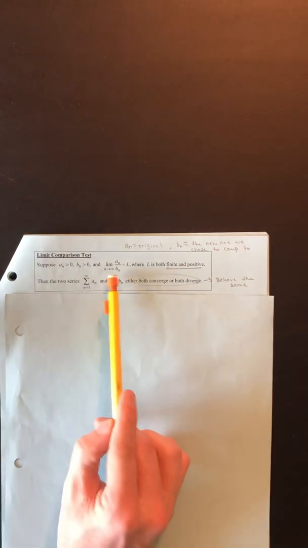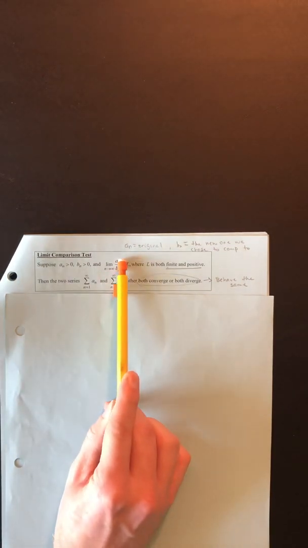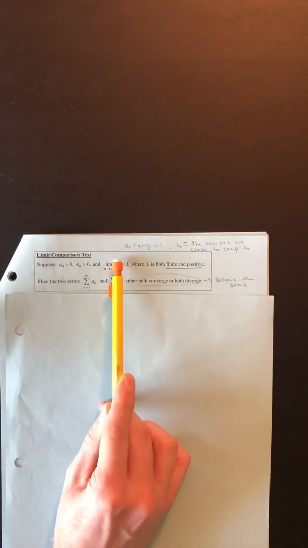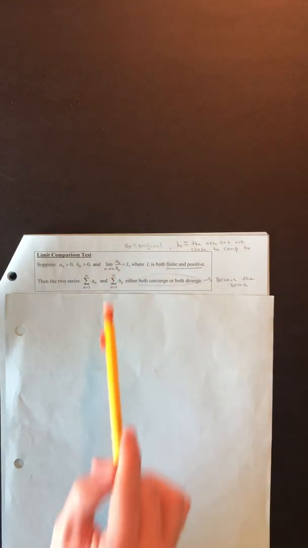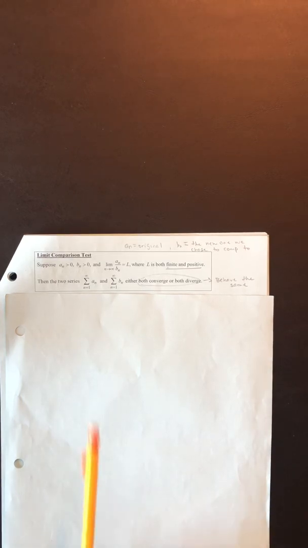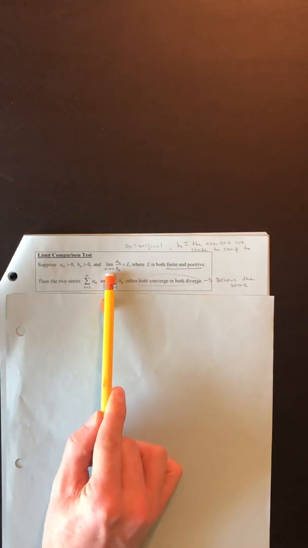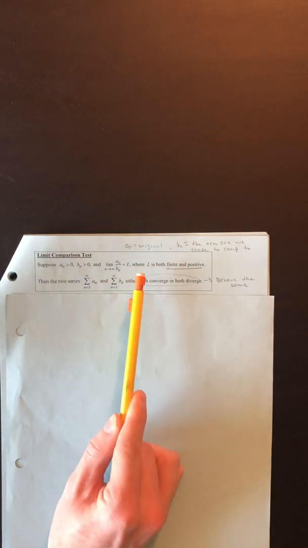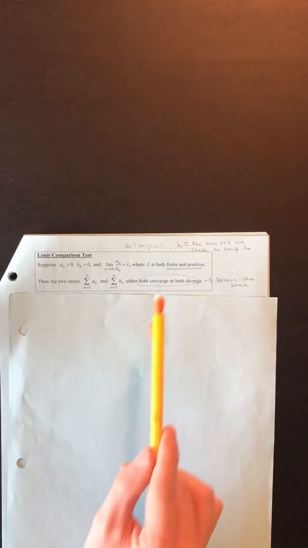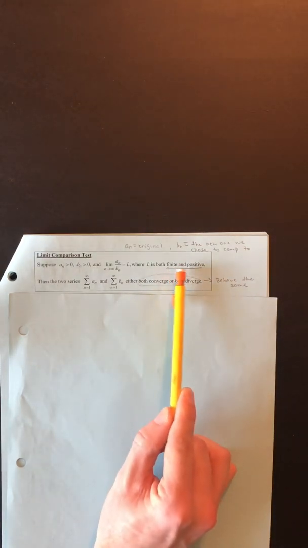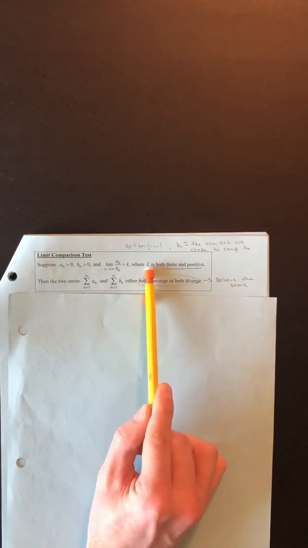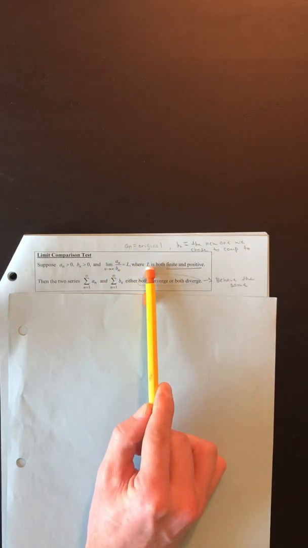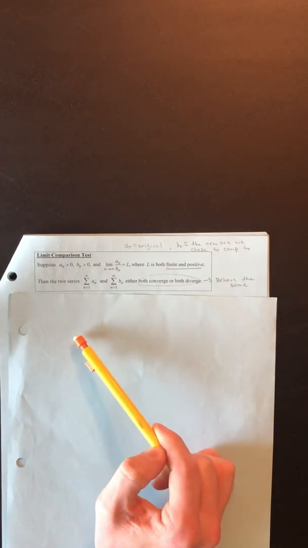Let's read it. It says, if I have the limit, I take the original, divide it by the new one. Remember, A comes first, B is after. So if I put the original and divide it by the new one, and take that limit as n goes towards infinity, and I get some value L. And that L is just some number, but that number had better be finite and positive. It doesn't matter what that number is. It could be 1, could be 1/2, it could be 50, doesn't matter.